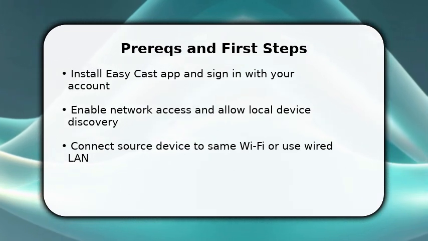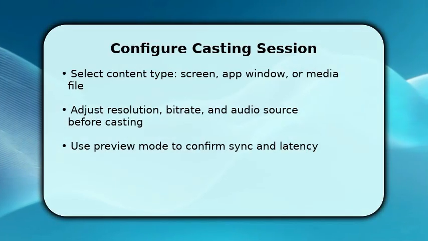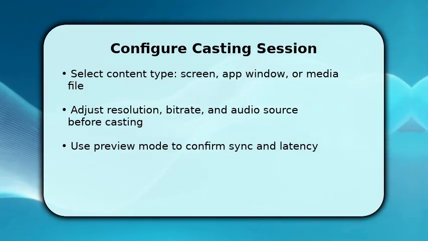You now configure the session. Pick screen, app window, or media file because the type determines encoder settings. Adjust resolution and bitrate to balance quality and network capacity. Higher bitrate improves image but needs more bandwidth.